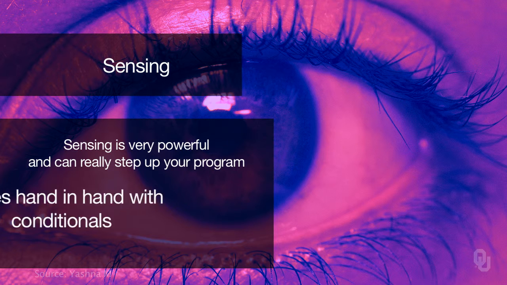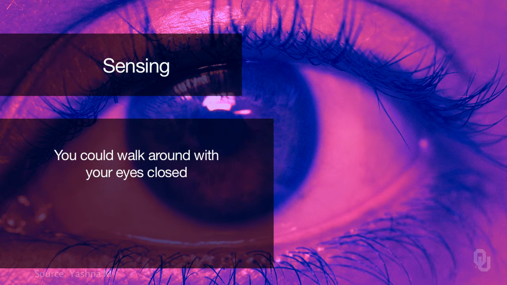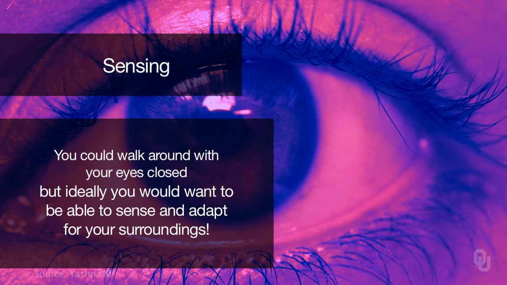And it comes hand in hand with conditionals. So let's talk about both of those together with a few examples. In our walking around example earlier, I said you could walk around with your eyes closed, but it would make much more sense to walk around and say, well, if I sense the wall, then I should turn, or then I should back up. And that's what we can work on in our programs.